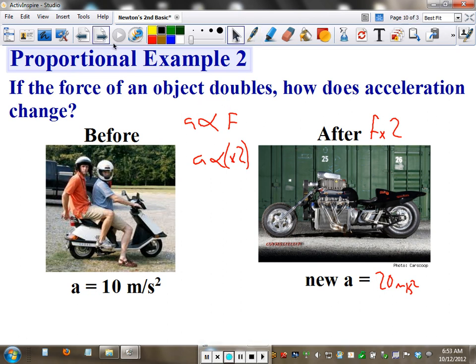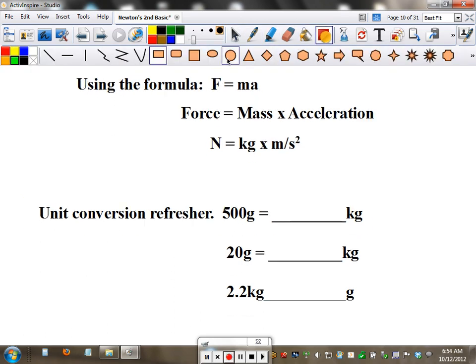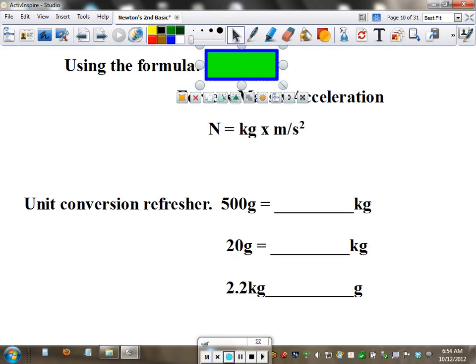Okay, using the formula. Force equals mass times acceleration. So that's your formula. Formulas are in green.